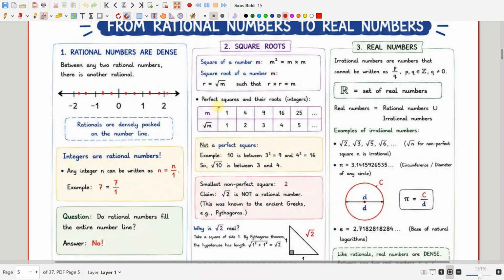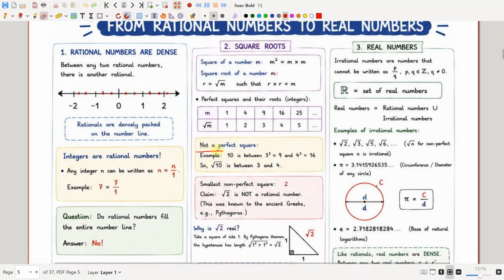So let's list some perfect squares and their roots here. The first perfect square is 1 and the root value is also 1. The second perfect square is 4 and the root value is 2. The third perfect square is 9 and the root value is 3. The fourth perfect square value is 16 and the root value will be 4. Like this you will be continuing again and again.